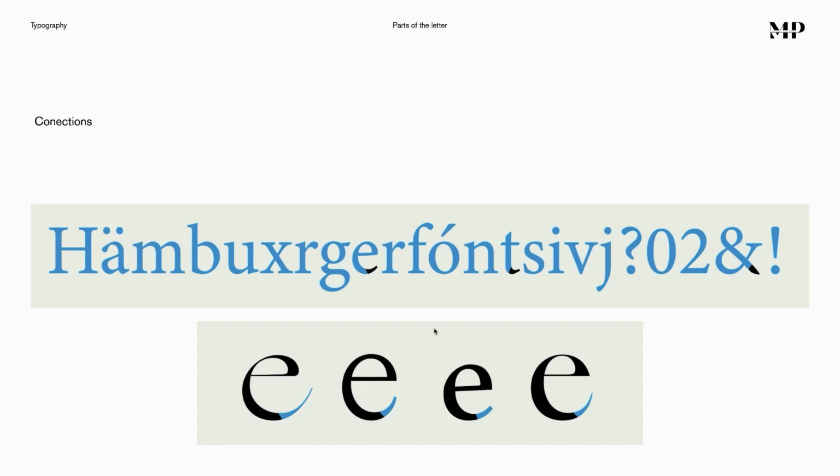Now we would talk about the connections. Connections relate to elements of the letters through which we would link to the next letter. In this word, we can see it in the E and we can see it in the T. Again, the morphology of the connections can be very varied, and here I show you some examples.